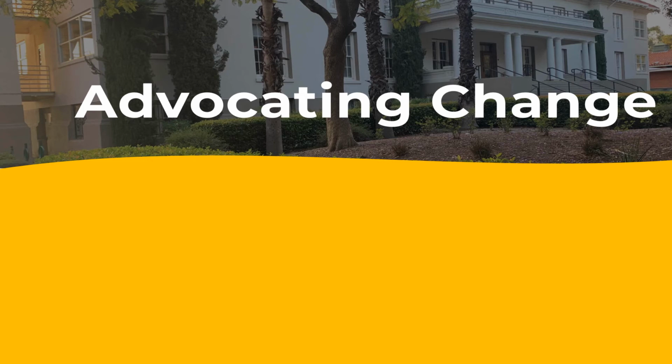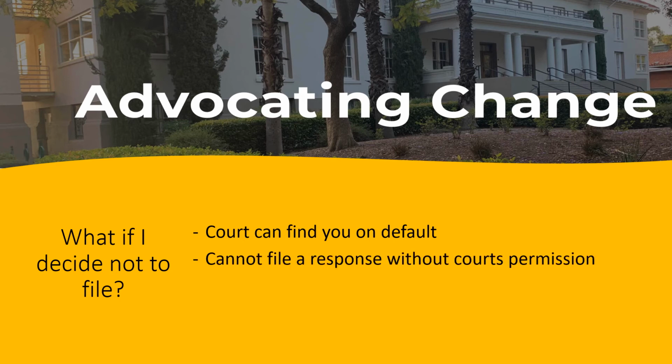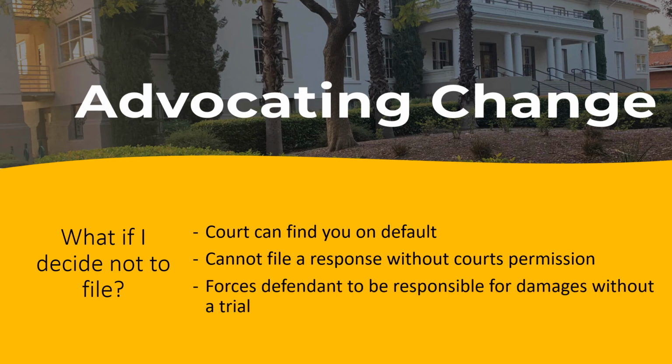So a complaint has been filed against you. What if you decide to ignore it and not respond? If you decide not to file an anti-SLAPP motion, the SLAPP filer, also known as a plaintiff, can ask the court to find you in default, which means you can no longer file a response without the court's permission, and a default judgment will be entered against you. A default judgment is when the defendant does not respond to the lawsuit and ignores it entirely. It is a judgment that will force the defendant to be responsible for damages without a trial.